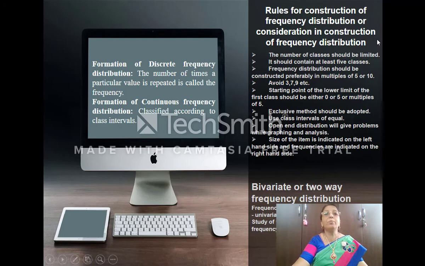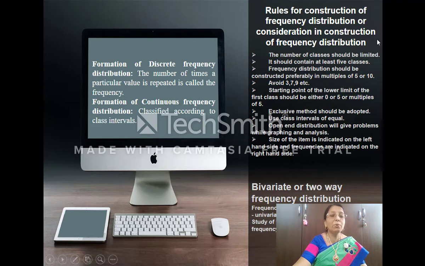The frequency distribution should be preferably in multiples of 5 or 10. It's better we avoid 3, 7 and 9. Instead of having 0 to 3, 3 to 6, 6 to 9 and so on, it's better we have 0 to 5, 5 to 10 and so on. The starting point should be the lower limit of the first class and it should be in multiples of 5. So we should include all the values in our given data.